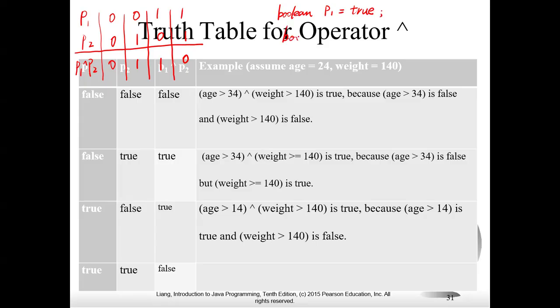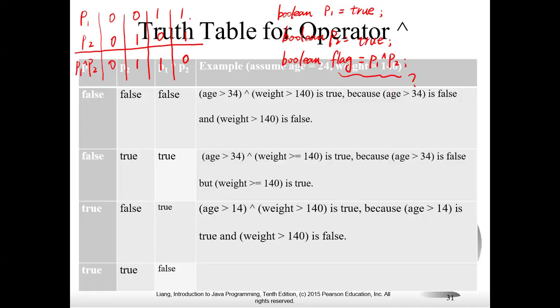And then we declare a Boolean expression P2 that is true, right? And then we declare a Boolean variable, we say flag, which is equal to P1 XOR P2, right? So here, what is the value for the flag?